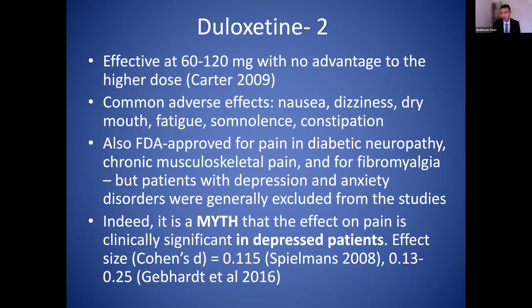I frequently see it prescribed when there's concomitant pain. It's FDA approved for pain for sure, in diabetic neuropathy, chronic musculoskeletal pain, and for fibromyalgia. But in these studies, the patients with depression and anxiety were generally excluded. So if you look at the effect on pain in depressed patients, the effect size was only 0.115 in one study and 0.13 to 0.25 in another. So you shouldn't be that surprised if the pain didn't improve that much if your patient has depressive symptoms.